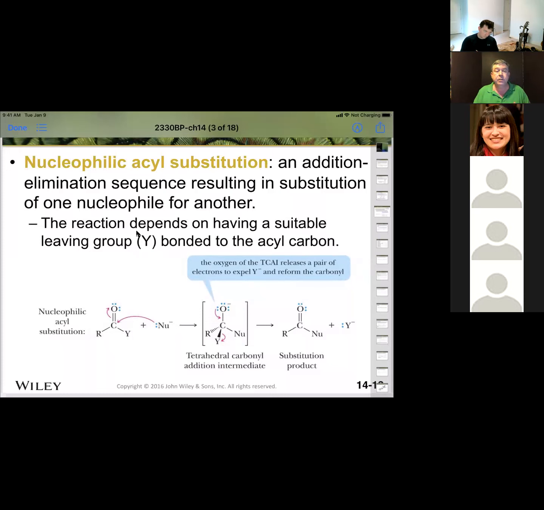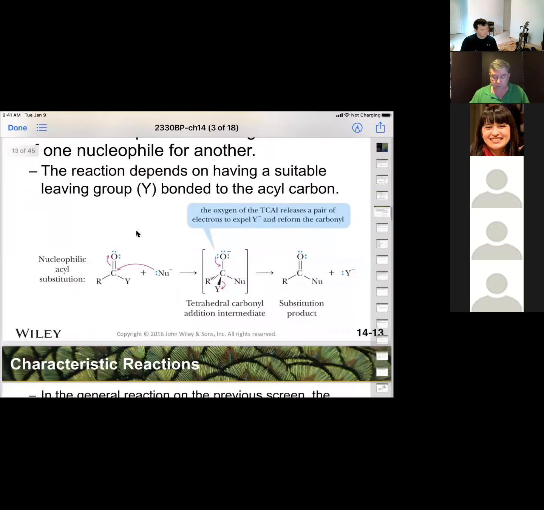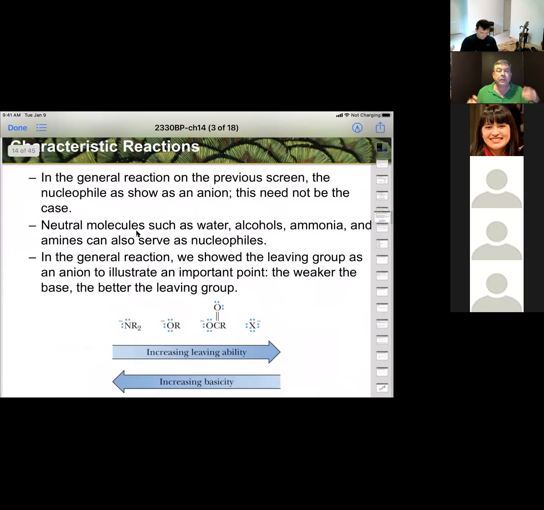So this substitution reaction happens with all of the different substituents, and it's all based on the basicity of the leaving group. Okay. So the general reaction that happens is a nucleophile will come in, it'll form that tetrahedral intermediate state, and then the weakest base will leave, regenerating our carbonyl. And so we have to think about what is the weakest base. Obviously, neutral molecules like water, alcohols, and ammonia can serve as nucleophiles, but we want to look at the actual negative group that's leaving as our leaving group.